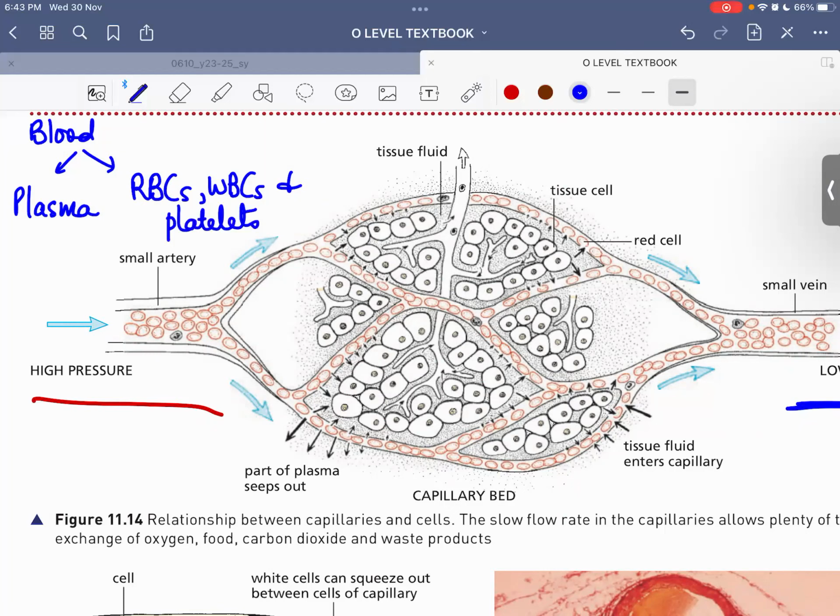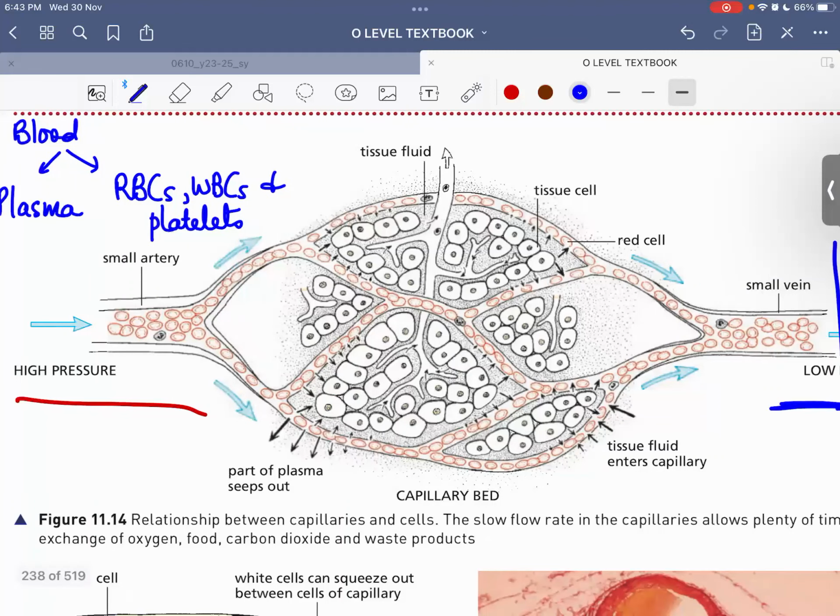Okay. So now what is happening is that through these tiny pores, nothing can move out. The red blood cells can't move out, but only the plasma is moving out. And why is it moving out? Because at this end, the pressure is very high. Because of the pressure, the plasma is seeping out of the capillary.